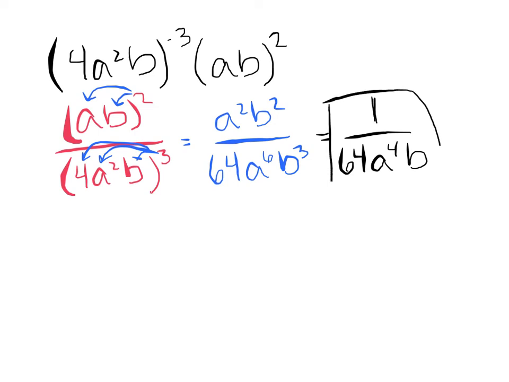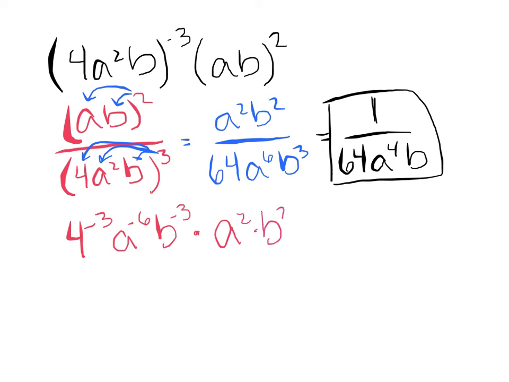Now I said we could do this in 2 different ways, so I'm going to show you the second way as well. We could just distribute out that negative 3, so we had 4 to the negative 3, a to the negative 3 times 2, which is negative 6, and b to the negative 3 times a squared b squared. Now we can use one of our other properties, 4 to the negative 3. Well, I'm just going to leave it 4 to the negative 3 for right now. And then I'm going to multiply with the variables.